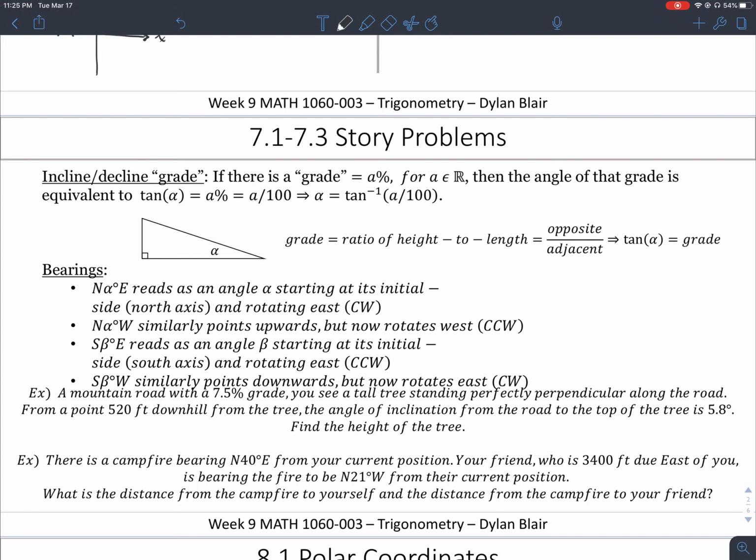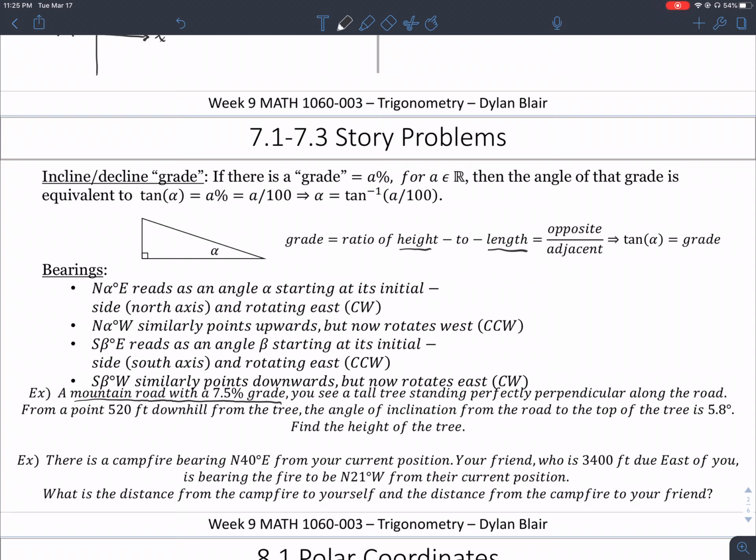So first off, when we're talking about grade, it's just some terminology that we can actually see an example down here, and these examples will be solved in a separate lecture video. But either way, we can say a mountain road has a 7.5% grade. That's saying that it has a grade incline, okay?